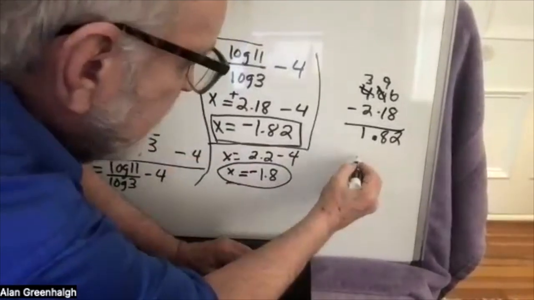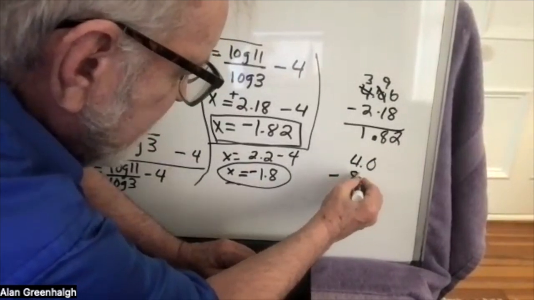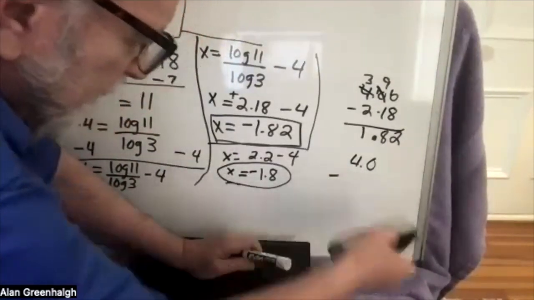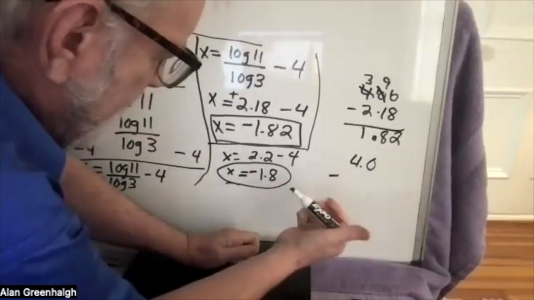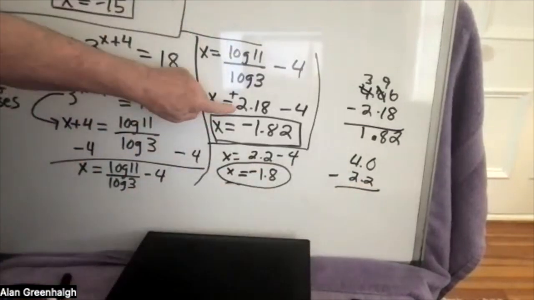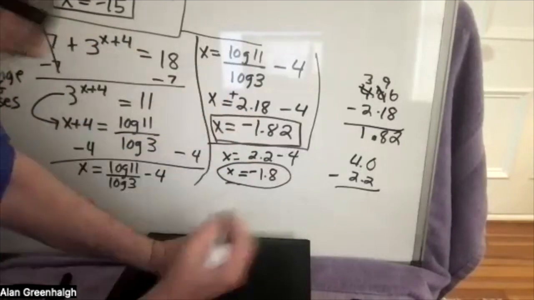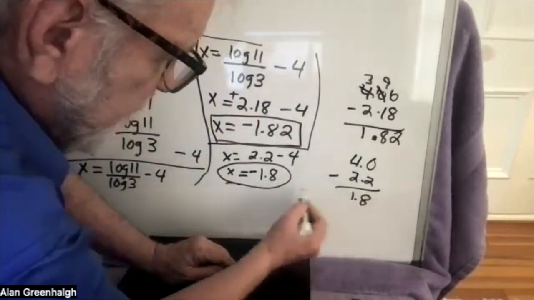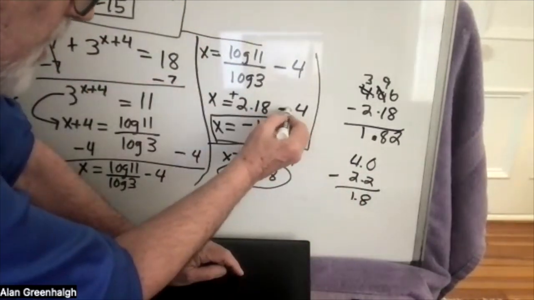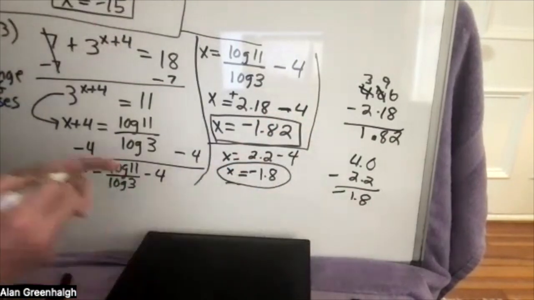So in other words, it would have been really 4.0 minus 2.2. So 2.18 became really 2.2, rounded off to the nearest tenth, and then 1.8. And remember that the 4 is the negative, so it's going to be negative 1.8. That's fine.